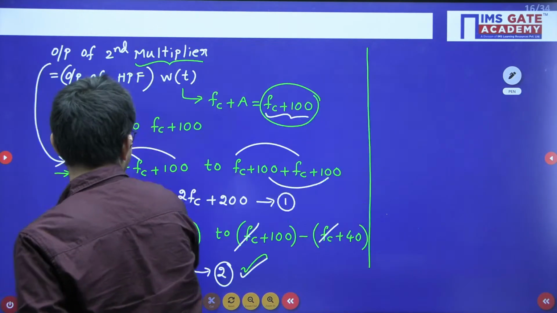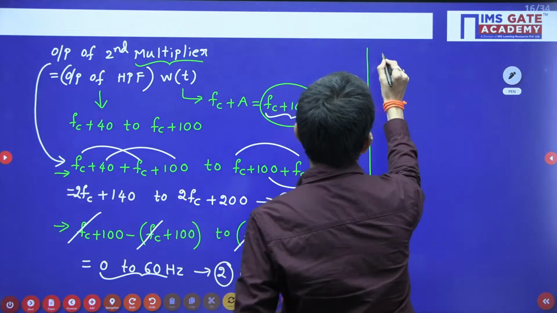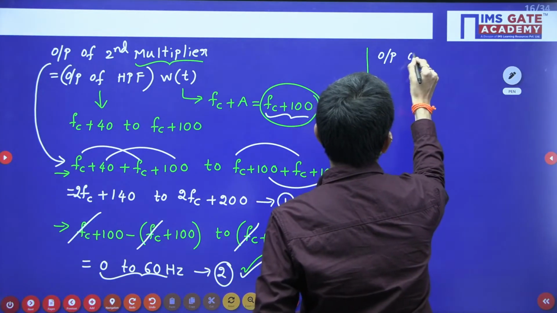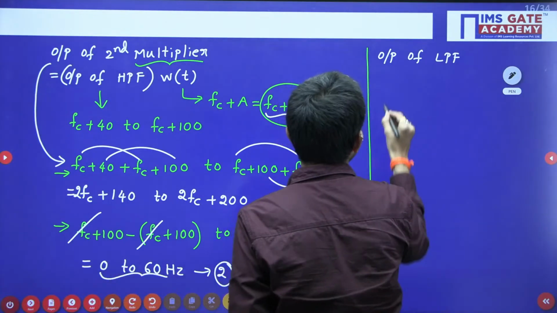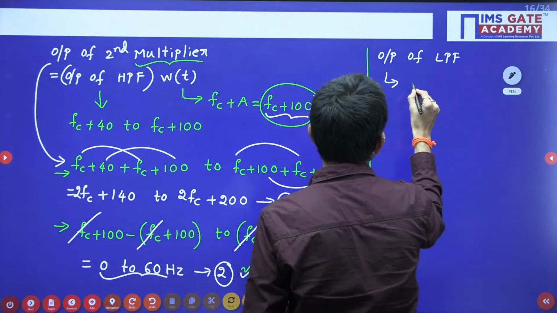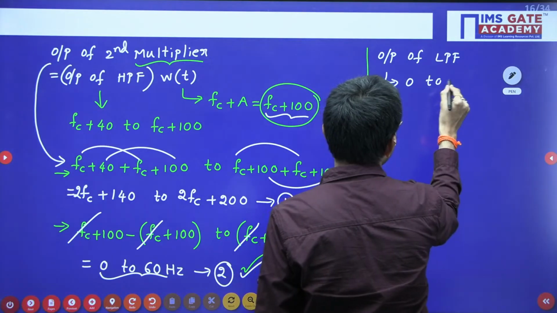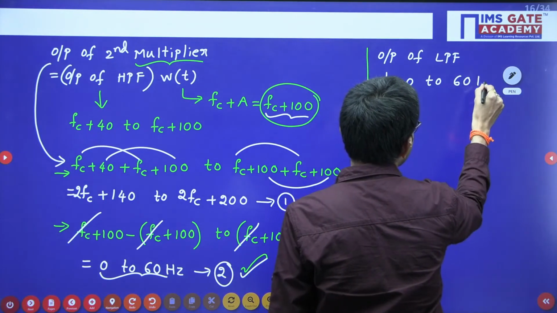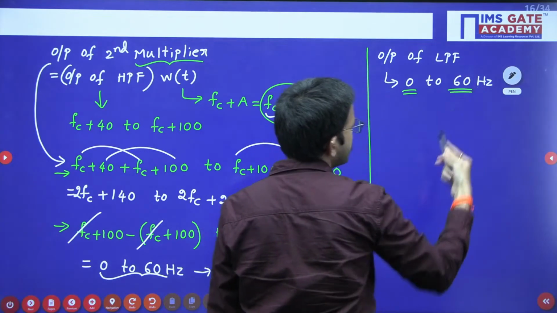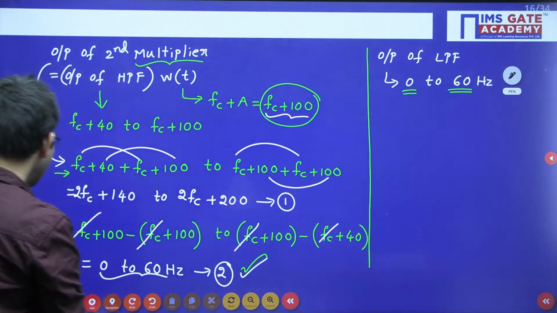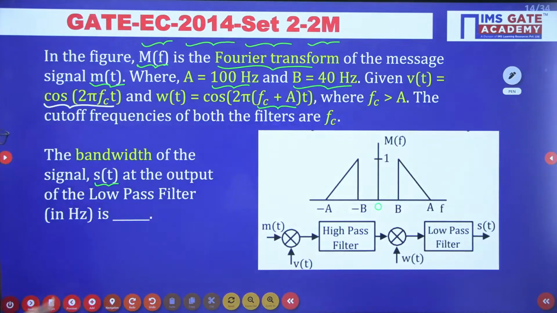So at the output of the low pass filter, we will get the range of frequencies 0 to 60 Hz. So here the minimum frequency is 0 and the maximum frequency is 60 Hz, right? Here the question is, we have to calculate the bandwidth of that particular signal, that's all.